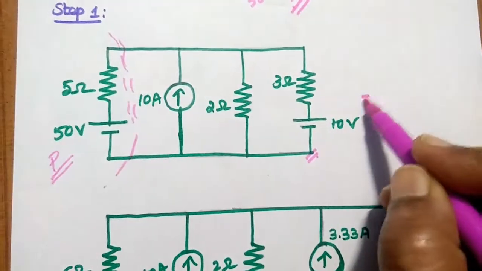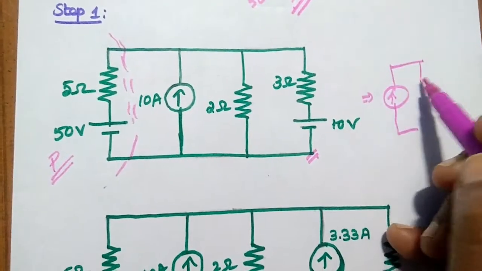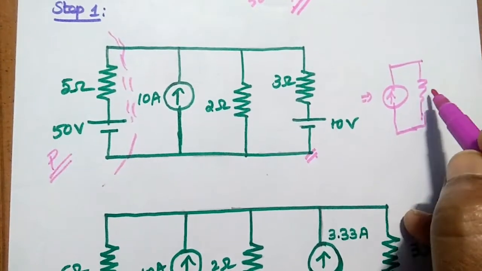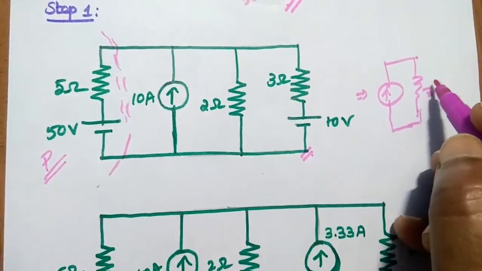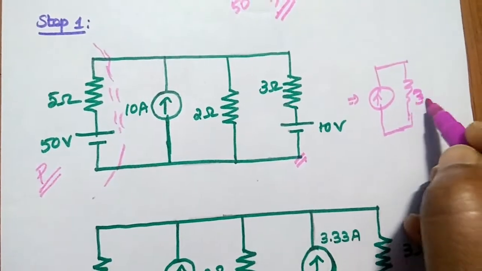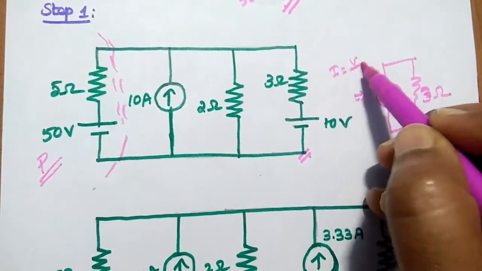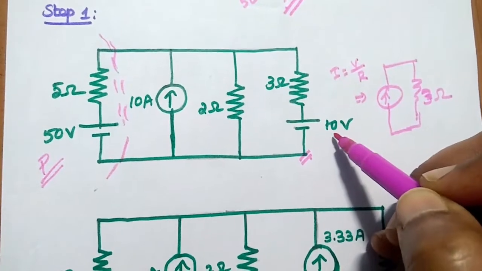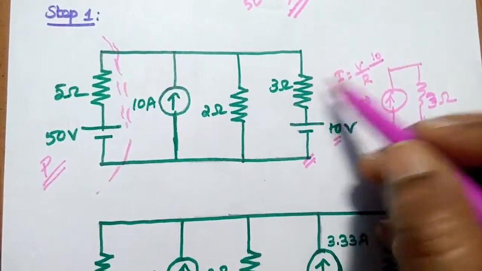So current source means what? Here we are having the current with parallel resistance. This parallel resistance is the same as that of the voltage source resistance. So here it is 3 ohm. What about that current? Current I is equal to what? V by R. So what is the value of V here? It is 10 volt. So 10 divided by resistance is 3.